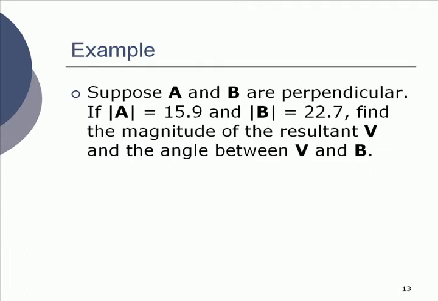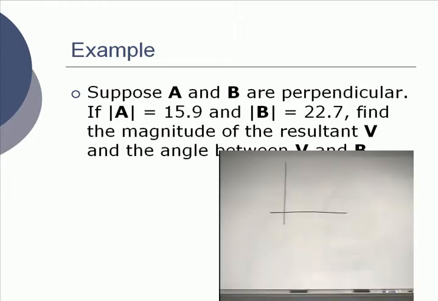Another example here. Number of questions in your book about this type of problem. We got two vectors, A and B. They're perpendicular. Magnitude of A is 15.9. The magnitude of B is 22.7. We want to find the magnitude of the resultant V. Now, it doesn't matter which one you put where, but to be careful, notice we want to know the angle between our resultant and B.